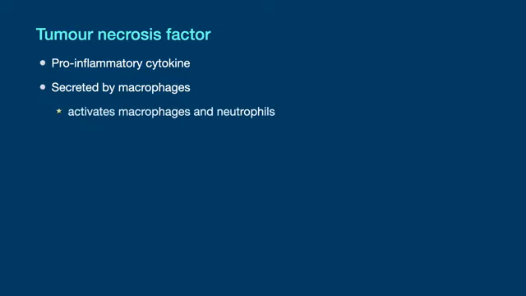Let's look at tumor necrosis factor. Tumor necrosis factor is a pro-inflammatory cytokine with multiple roles in the immune system. It is secreted mainly by macrophages and has a number of effects on the immune system, acting mainly in a paracrine fashion. It activates macrophages and neutrophils, and acts as a co-stimulator for T-cell activation.